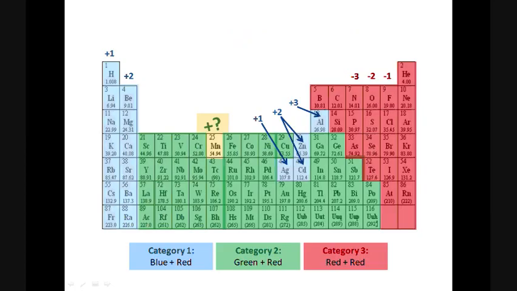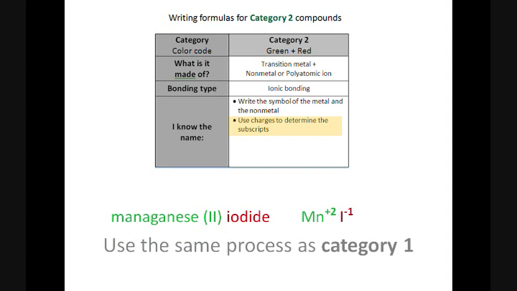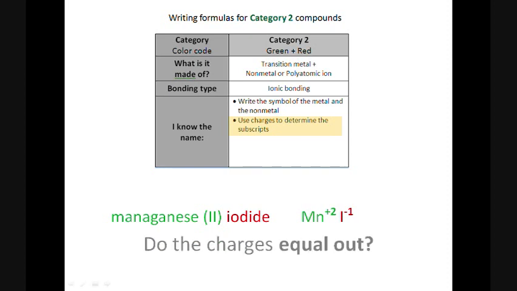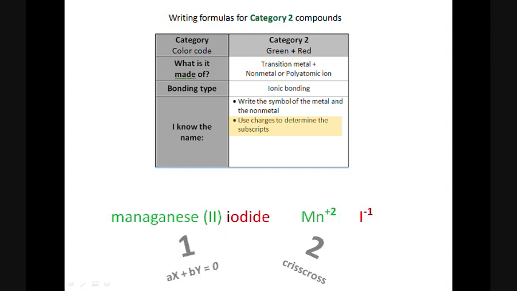We can go back to the periodic table to find the charge for iodine. It's negative 1. Once we plug both charges in, we use the same process that we used for Category 1. Do the charges equal out? No. Positive 2 and negative 1 do not automatically equal each other out. So we need to determine the subscripts. Remember, we have two options. We can use the AX plus BY method, or we can use the crisscross method.